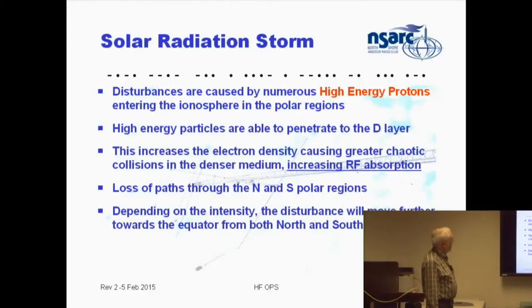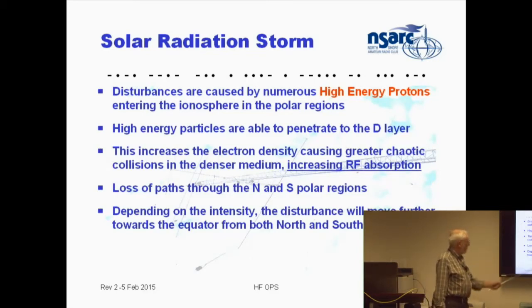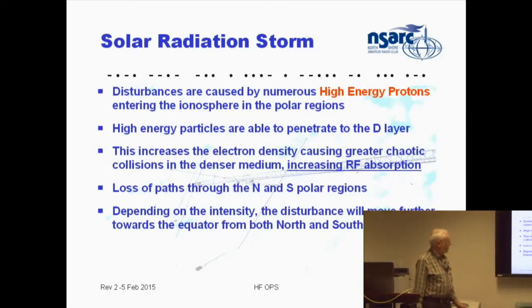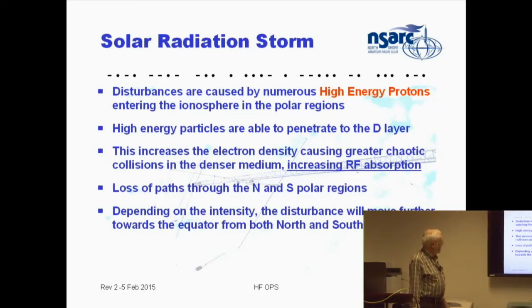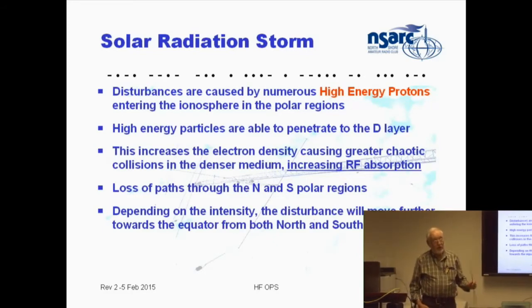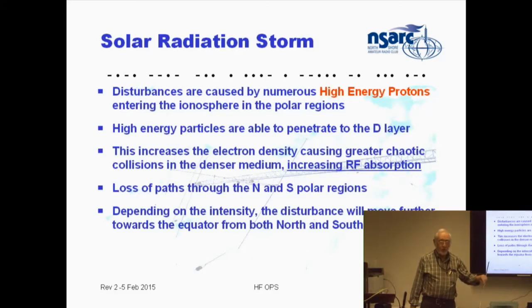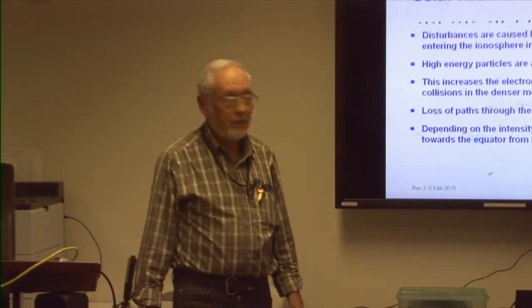And then there's the solar radiation storm, which is high energy protons penetrating the polar regions down to the D layer, increasing RF absorption. As I've mentioned before, we get loss of paths over the polar regions. And depending on the intensity of this, the auroras, and by the way, the auroras at the North Pole and the South Pole are what they call conjugate. It means the shape of the aurora at the North Pole is exactly the same as the aurora at the South Pole, because the magnetic field funnels apparently equal amounts of energy in the same pattern into the two different polar regions. And if you look at them, and we'll see how you can see that, sure enough, there's the aurora around the North Pole, and you look at the South Pole, and there it is, looking much the same. Kind of interesting.